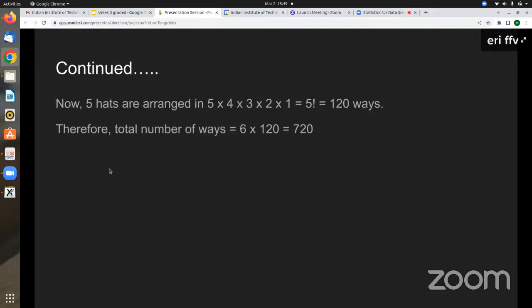So the total number of ways the 5 hats can go to the 5 persons will be 120 ways, and the total number of ways the 5 persons are chosen from the 6 people is 6. So 6 into 120 will be equal to 720. So the total number of ways will be 720. So the correct answer is 720, not 120. 120 is the number of ways you can arrange these 5 hats over the 5 persons, but there are 6 ways in which you can choose those 5 persons. You understand? Yes, sir, clear. Okay. So the correct answer should be 720.